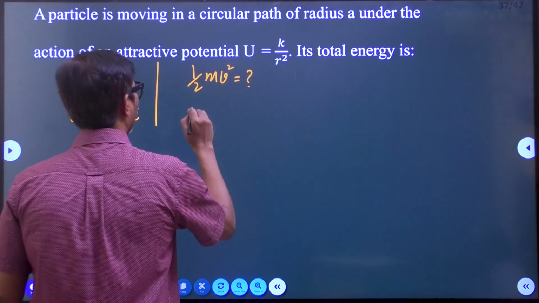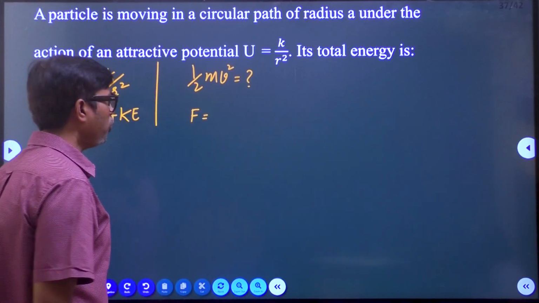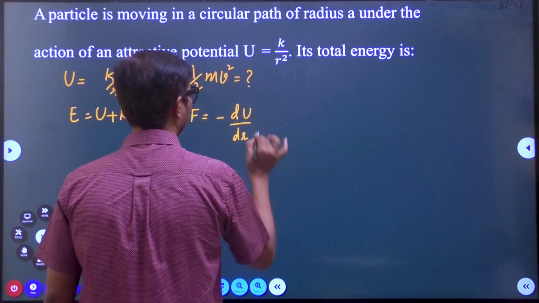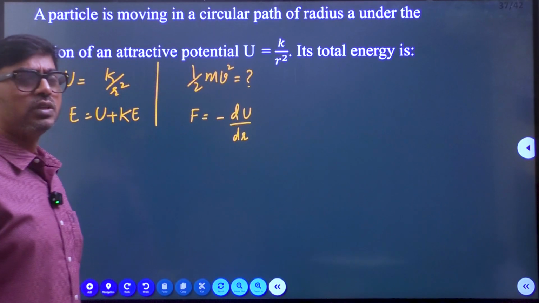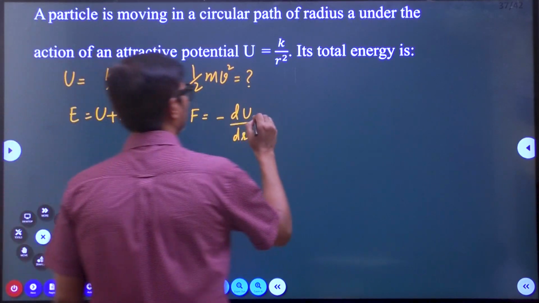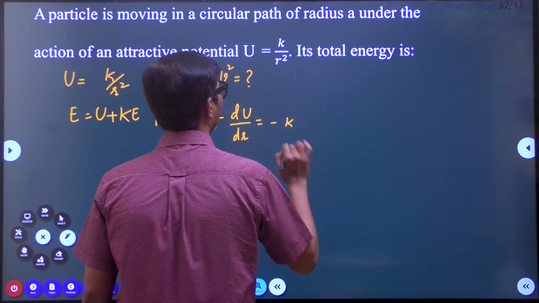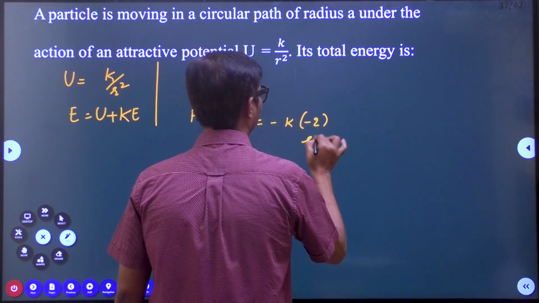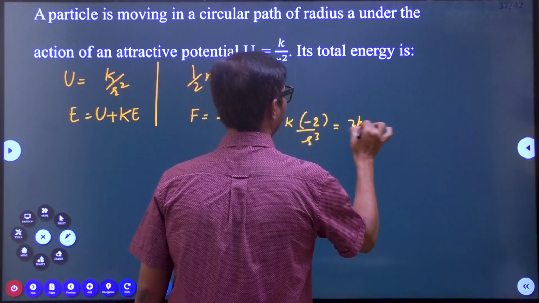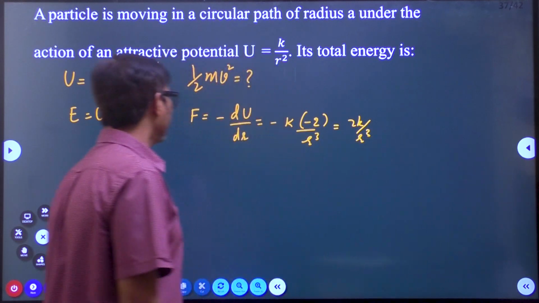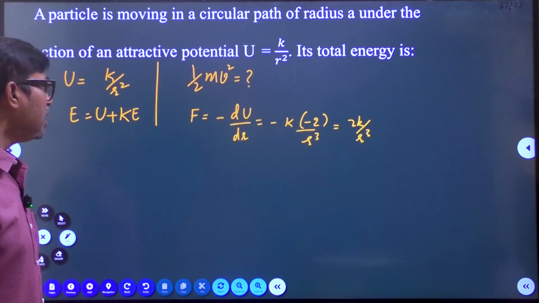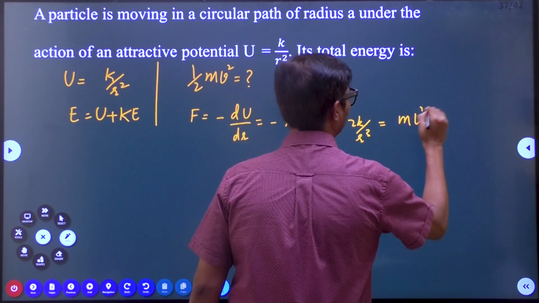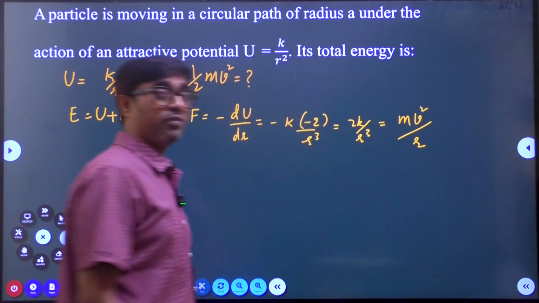So what I do is I'll calculate the force here. Force will be equal to minus dU by dr. Correct, no? Central force corresponding to any potential is this. So what do I get? Minus of k into r power minus 2. Differentiation will be minus 2 by r cubed. So you will get 2k by r cubed. This is going to be the force there. So this force must be equal to mv squared by r.